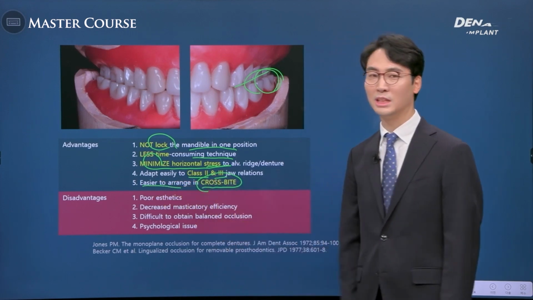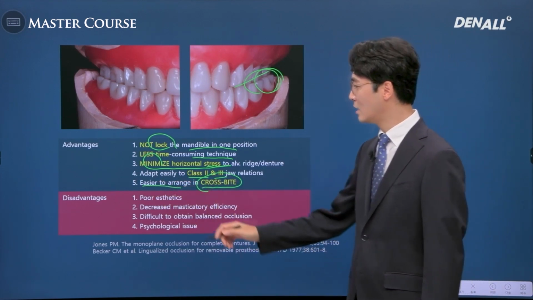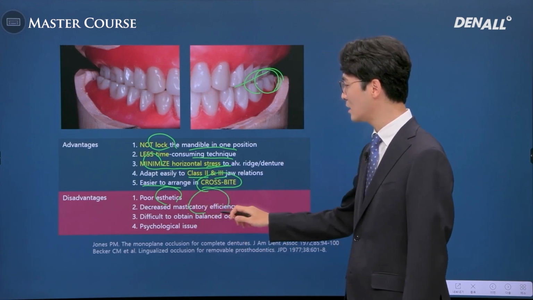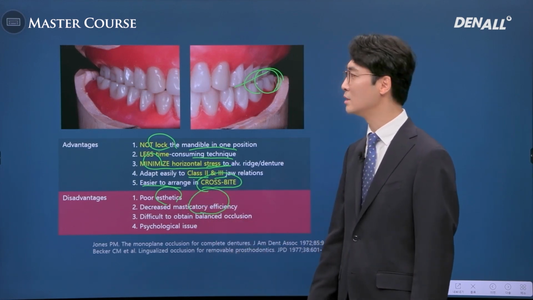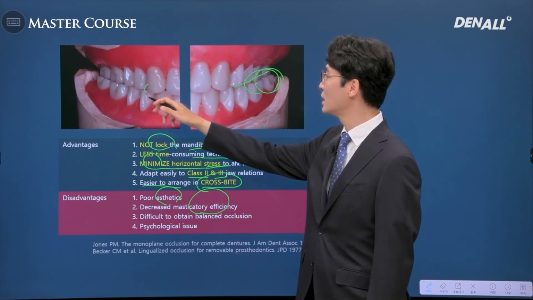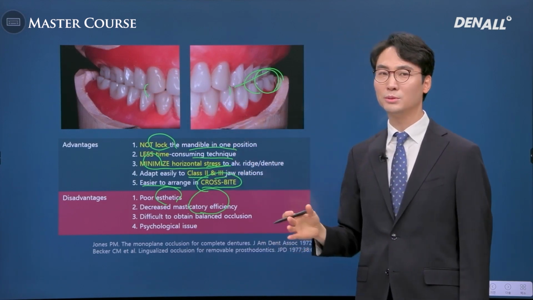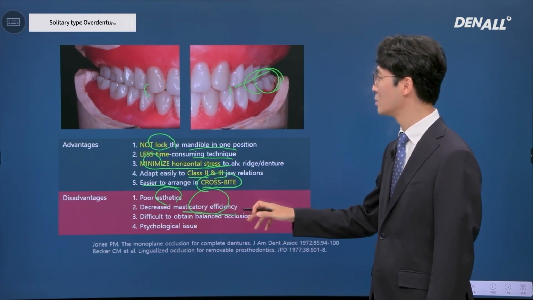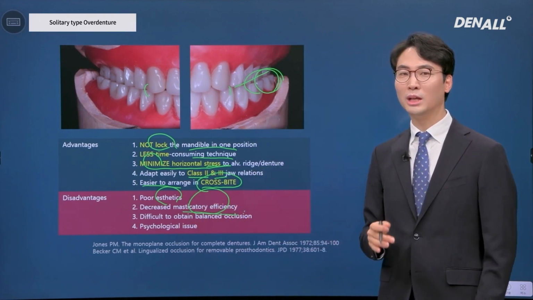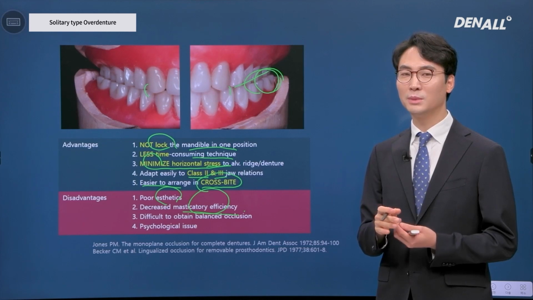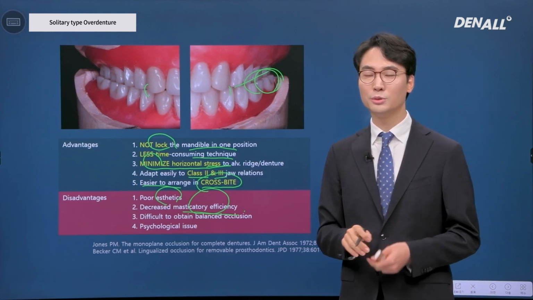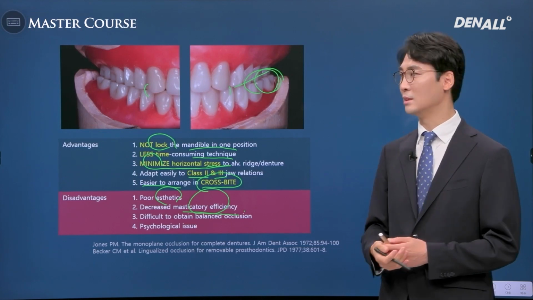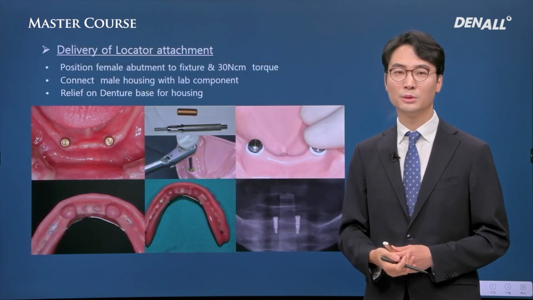If you look at the disadvantages, the first is poor aesthetics, and there's decreased masticatory efficiency as shown here. On the anterior area, teeth alignment is normal, so it's not a major problem in terms of masticatory efficiency. Compared with teeth with cusp, although it's 0-degree teeth, you can get sure contact surface. Based on my experience, masticatory function does not go down significantly after teeth alignment.